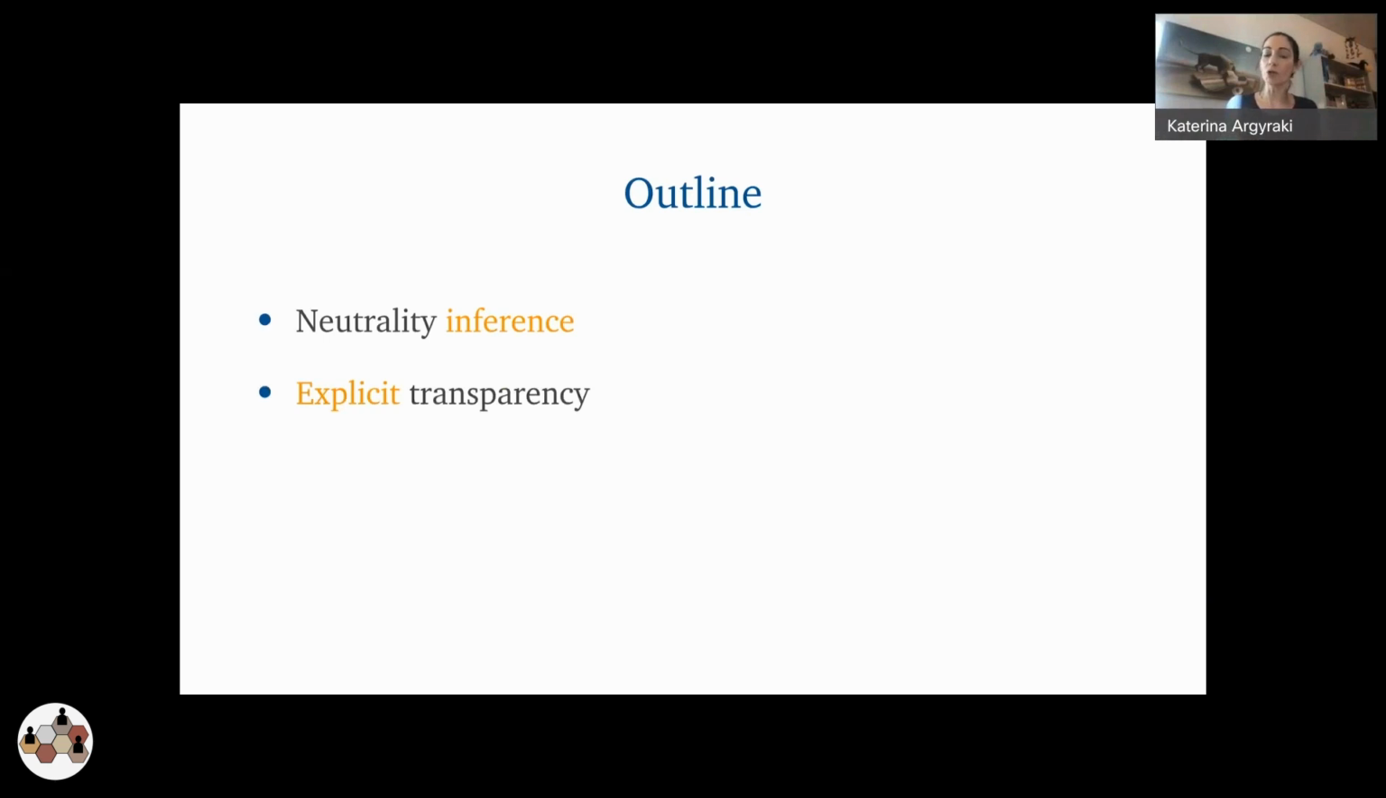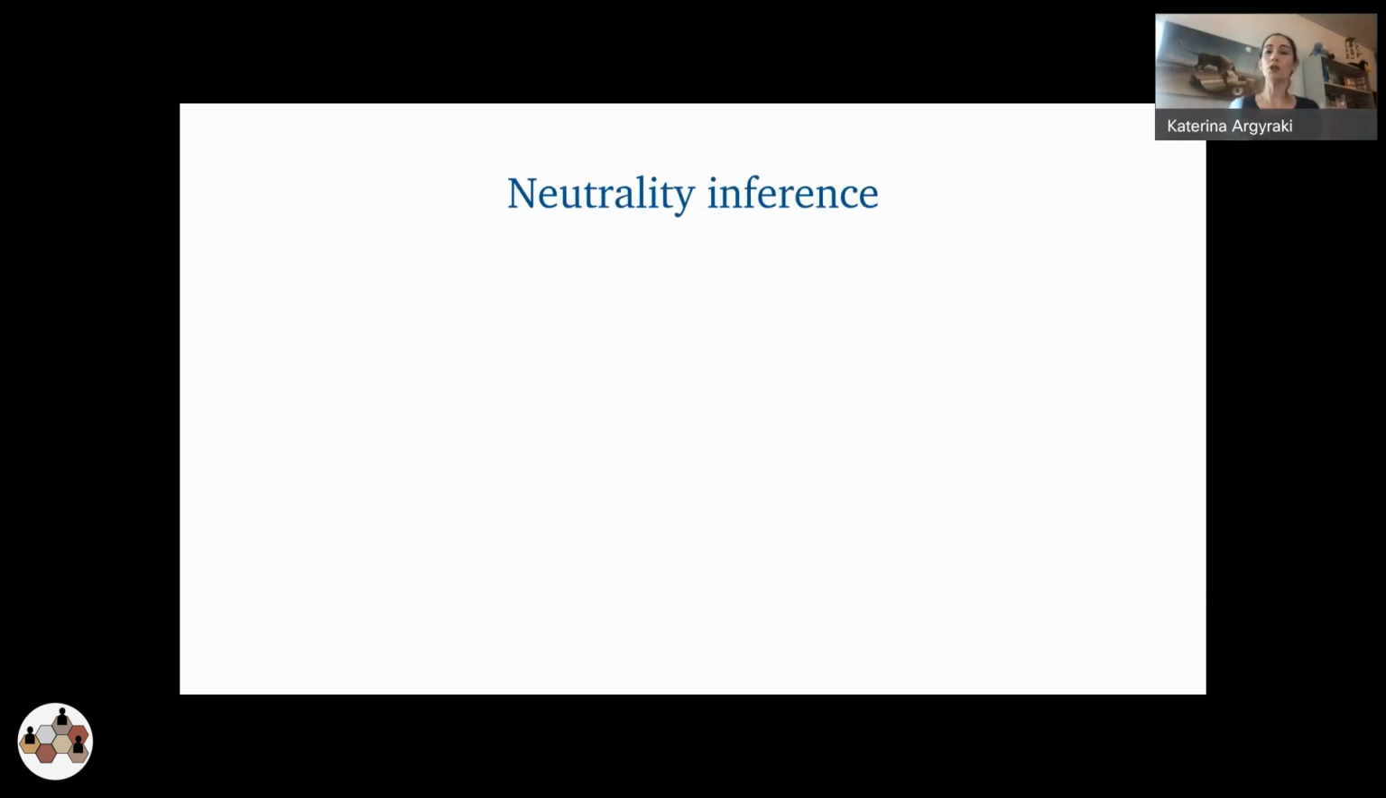So we don't look at the network as a black box anymore. We try to reason based on explicit information that the network itself provides about its performance. Okay, let me start with neutrality inference. So here are two fundamental questions one can ask about network neutrality.